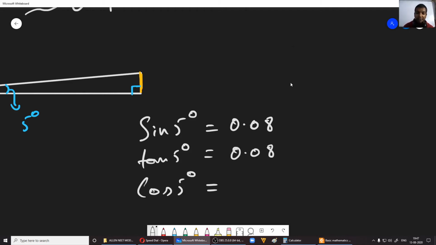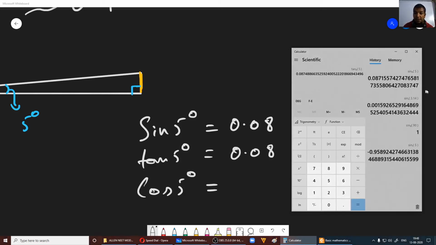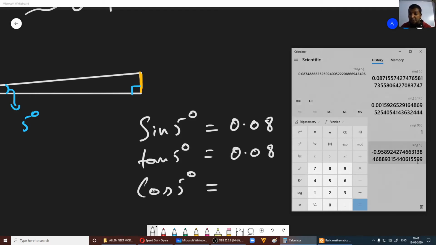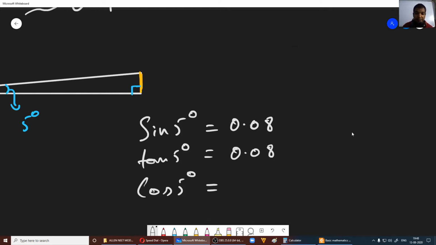Now what was the big difference here? See, if you look at the history, sine 5 degrees is 0.08715 and tan 5 degrees is 0.08748, okay. So not much of a difference, right. Up to 3 decimal places there isn't any drastic change. Up to 3 decimal places you are getting 0.087, okay.